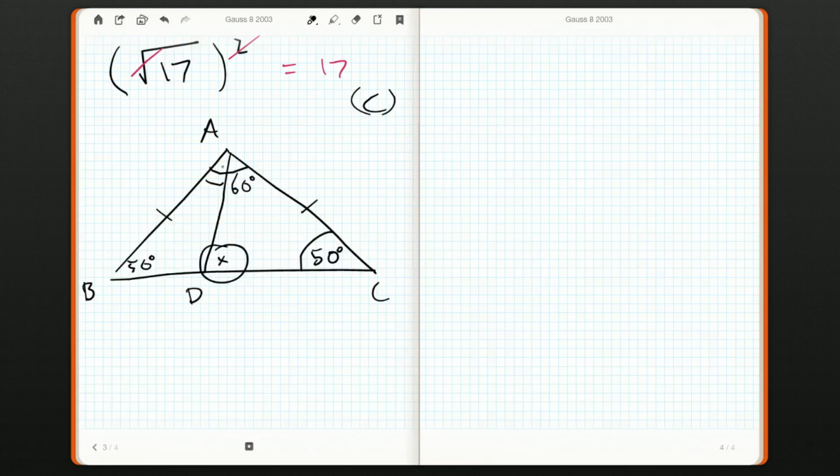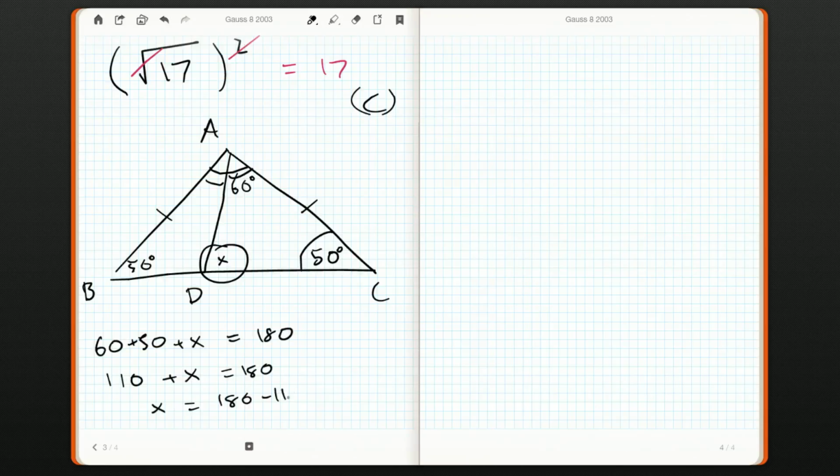And we notice that A, D, and C forms a triangle. What did we say about the sum of the angles inside a triangle? They have to add up to 180 degrees. Well, one of the angles is 60. Another one we just said is 50. So 60 plus 50 plus x, these are the angles inside the triangle, that should be 180. 50 plus 60, that's 110, so plus x. And if you rearrange, you can say x is 180 minus 110, and that's 70 degrees.